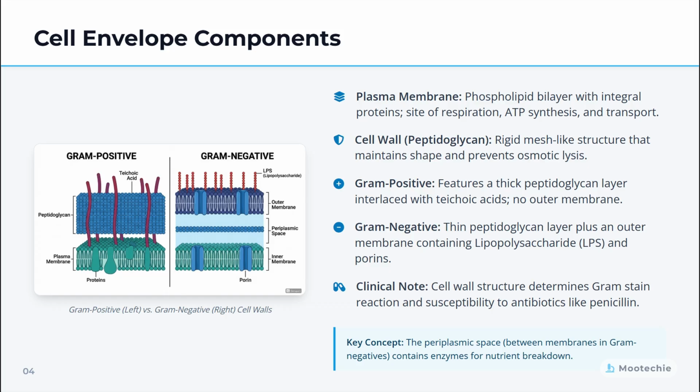Clinical note: this cell wall structure difference determines the gram stain reaction and susceptibility to antibiotics like penicillin. This is a fundamental concept in microbiology and medicine. Key concept: the periplasmic space found between the two membranes in gram-negatives contains enzymes for nutrient breakdown. It's a specialized compartment for processing molecules.